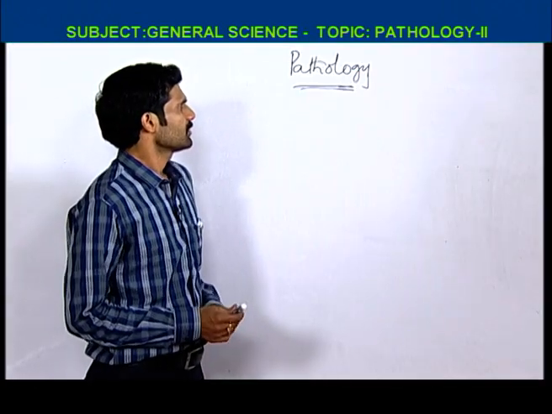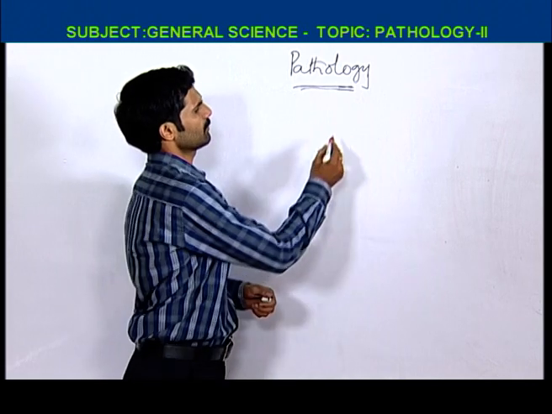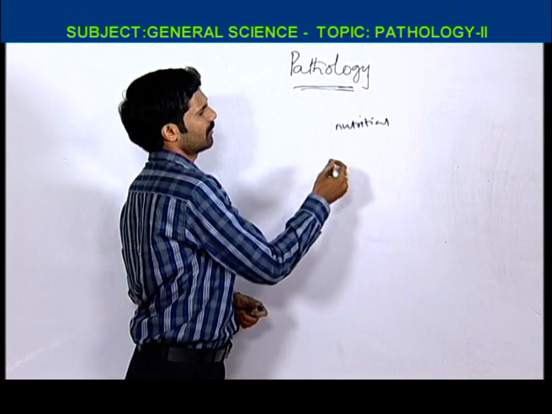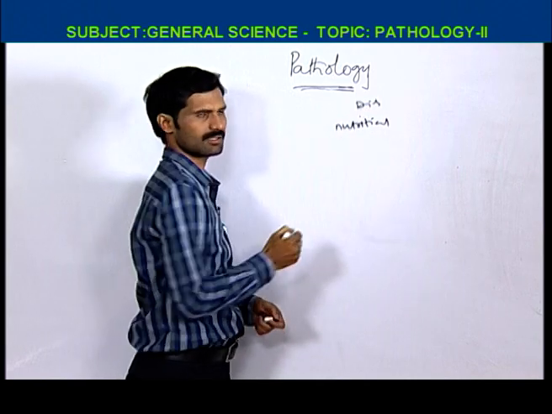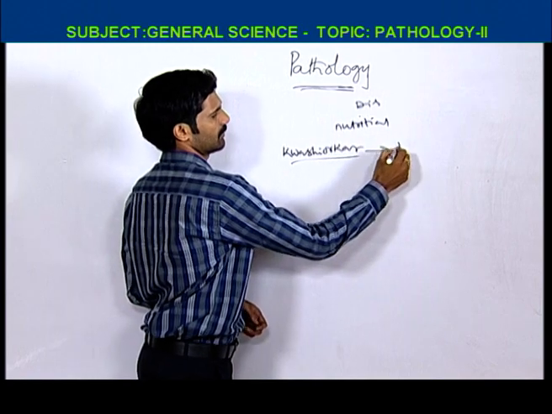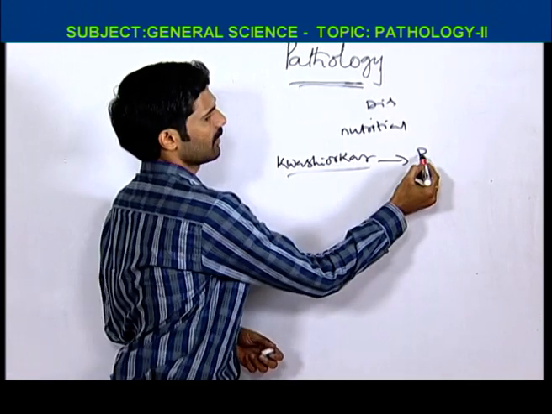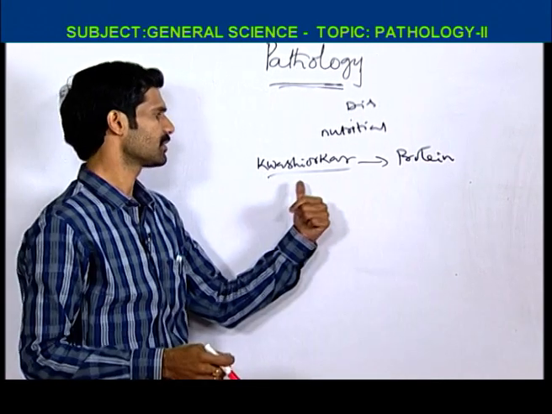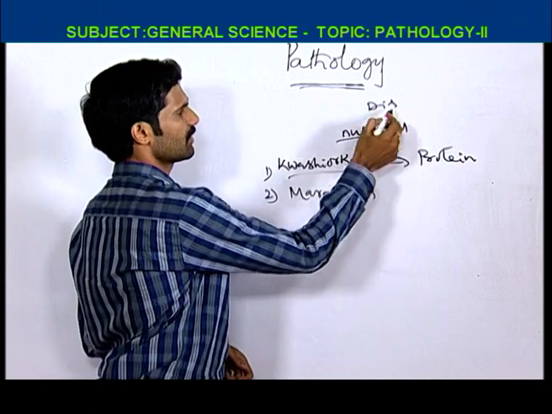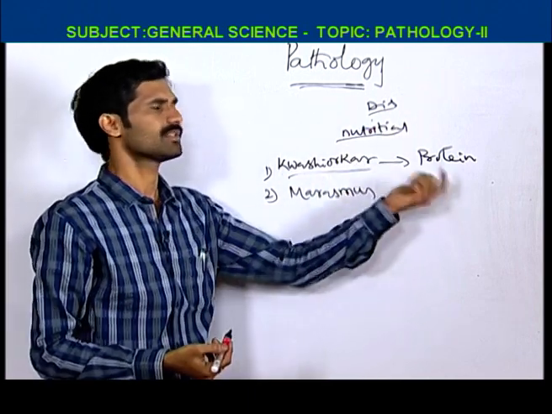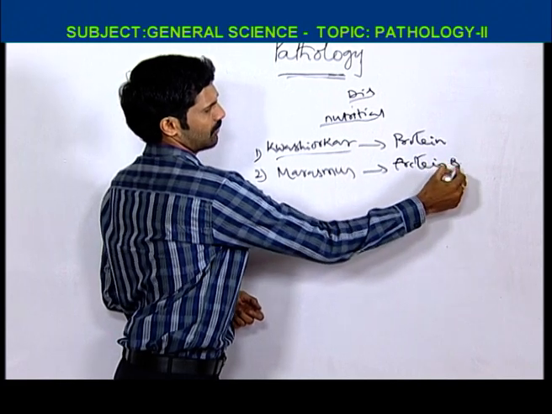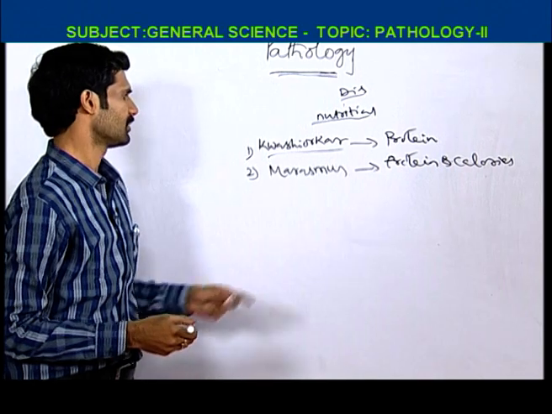So in pathology, some diseases caused by nutritional deficiency are called deficiency disorders or deficiency diseases. For example, kwashiorkor is a nutritional deficiency disease due to the deficiency of proteins. And the second one, marasmus, another nutritional deficiency disease, is due to proteins and calories deficiency. Protein and calorie deficiency leads to marasmus.